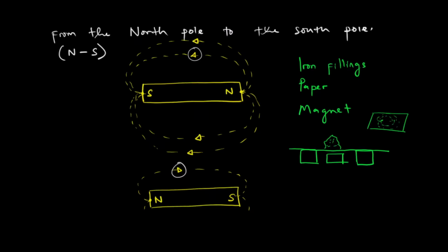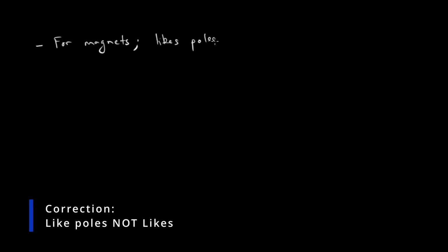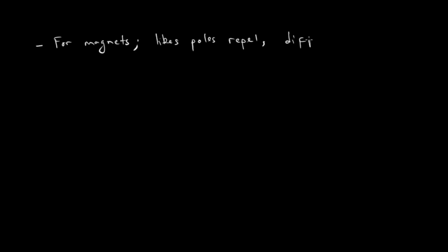But the other thing which is also very important apa, saka zvatakuda kunyora apa ndezvekuti for magnets, like poles repel, then unlike kana kuti different poles attract. Saka like poles repel, different poles attract. Let us illustrate this. Ngatitarisei attraction. Let us look at attraction.